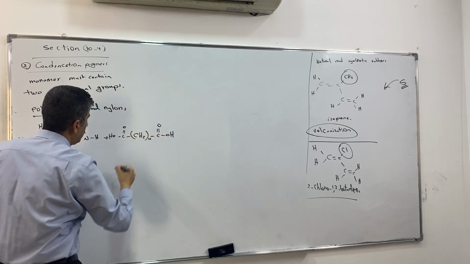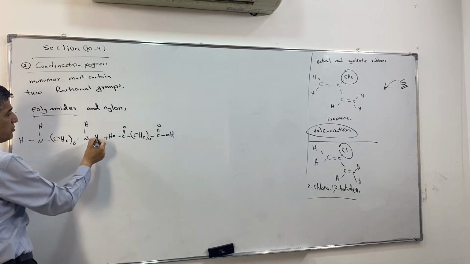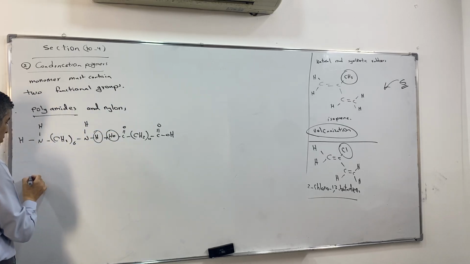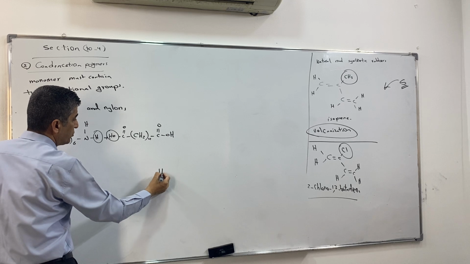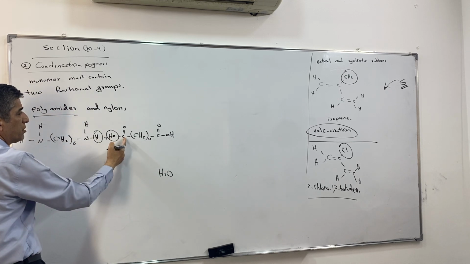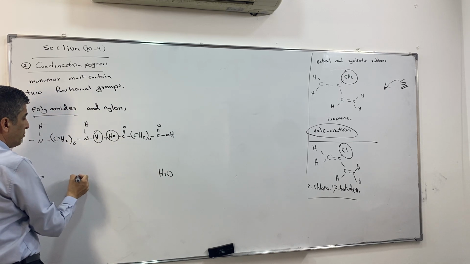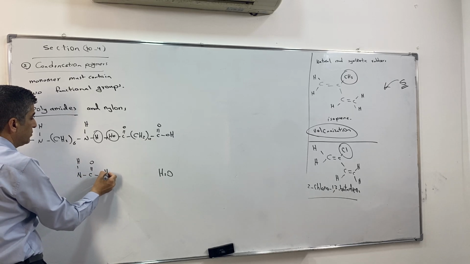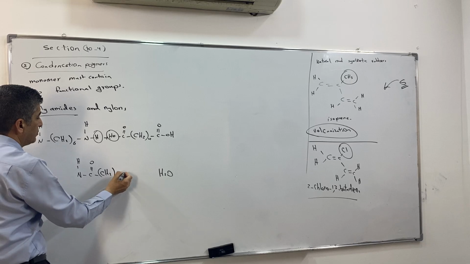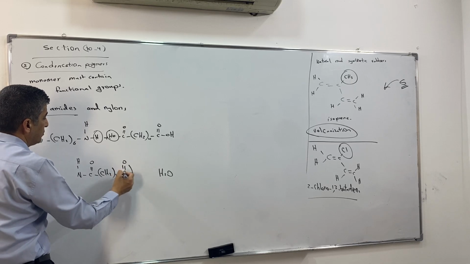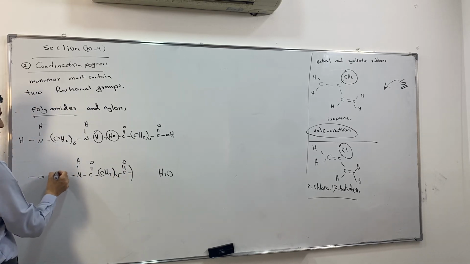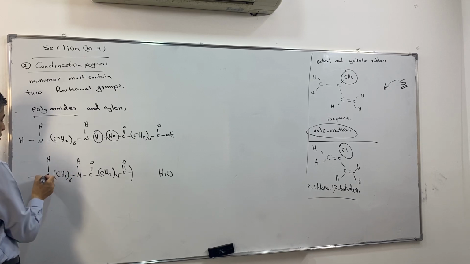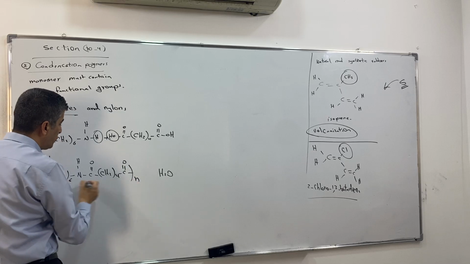Now, when the condensation reaction occurs between these two molecules, H and OH combine, producing water. In the product, we have water. Then the carbonyl group combines with the amine group as follows. And also on this side we have (CH2)6. This is the polyamide.